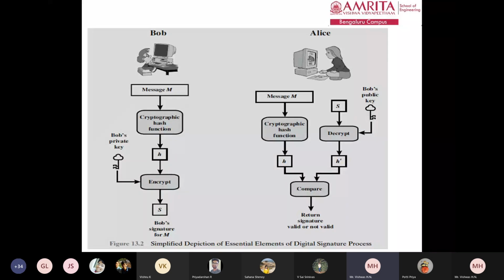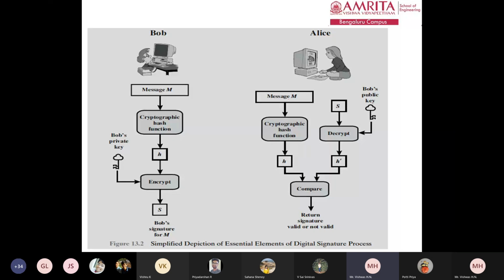Upon receiving the digital signature plus message, the message is again fed into the hash function. You get a hash, and when you decrypt the digital signature, you get the hash code. Both are compared, and when both are the same, you are proving integrity. Here you are proving authentication. Both authentication and integrity are proved.